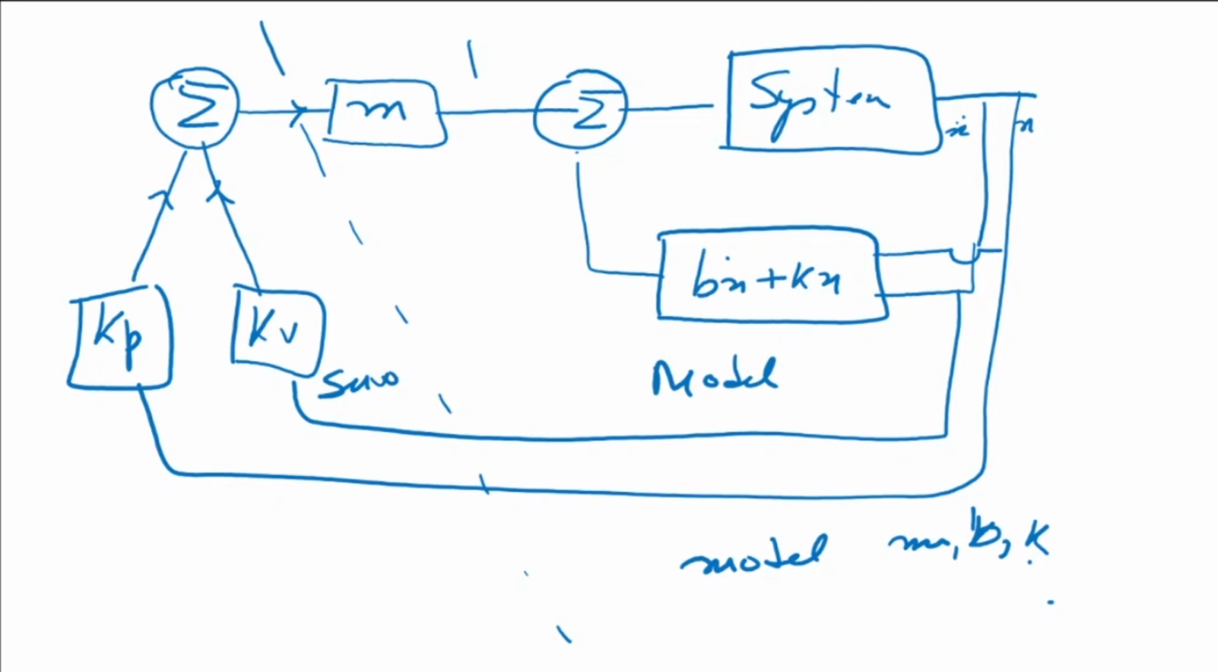What are we partitioning? We have partitioned the total system into two parts, the servo part and the model part, such that if there is any variation in the M, B or K, it is taken care of in the model part itself, and whatever servo action is going on is taken care of by Kp and Kv on this side. Such controllers are called partitioned control systems.